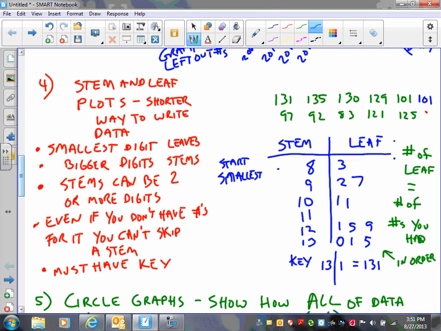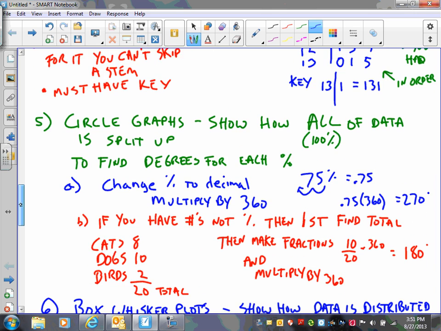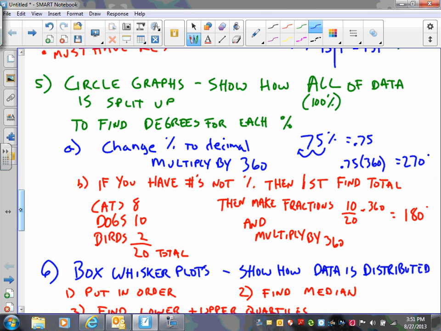We got 2 more to talk about. You have circle graphs. The nice thing about circle graphs is you don't actually have to draw them for the EOI. You will have to know how to analyze them. And most of the time, you don't even have to do this calculation stuff, but you need to know how to do it. If they give you percents, it's pretty easy. You change the percent to a decimal.